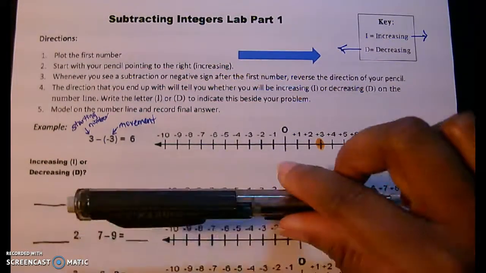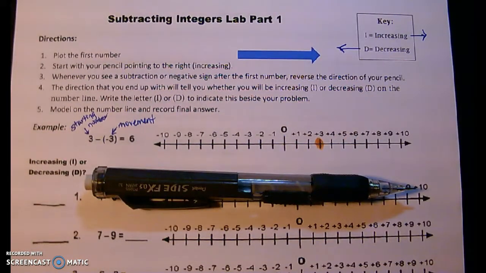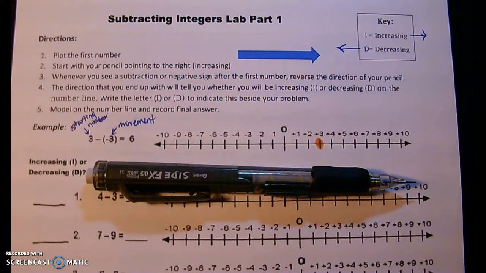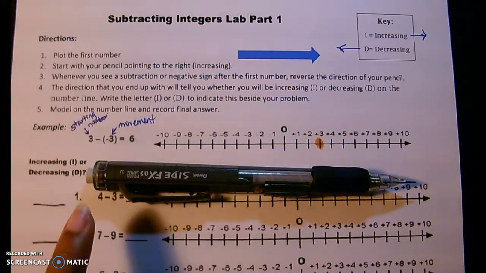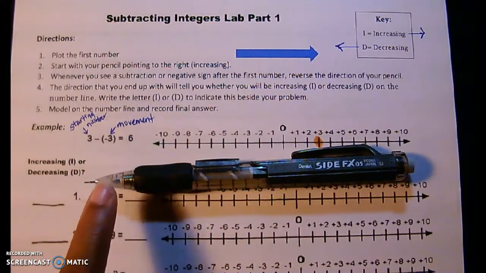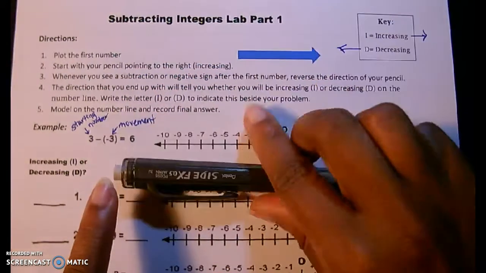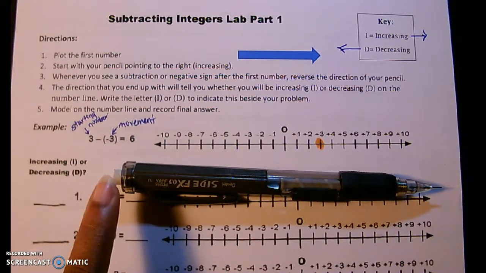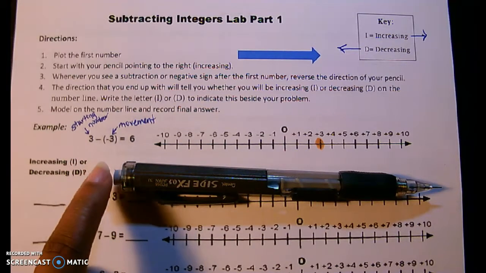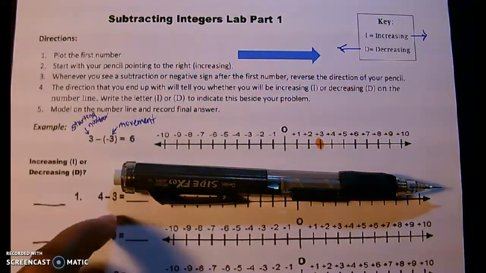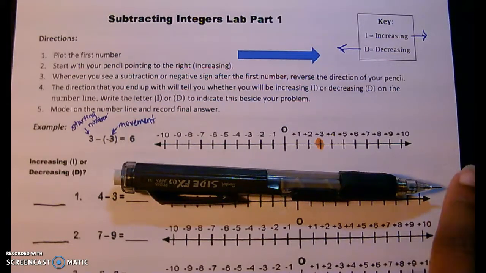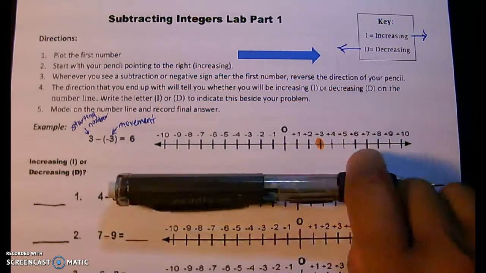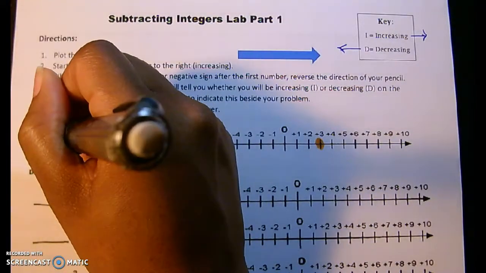Then I'm going to start with my pencil facing the right. And the directions say whenever I see a subtraction or a negative sign after the first number, I'm going to reverse my pencil. So I'm going to read the problem out loud for you. 3 minus negative 3. Notice that I reversed my pencil 2 times because I see 2 symbols that are subtraction and negative. What direction am I left moving in? I am moving in the increasing direction. So I'm going to write an I beside this problem.